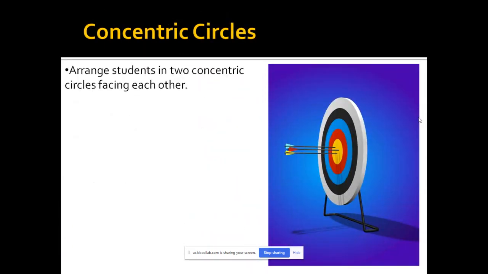Concentric circles are a way to get students engaged in learning a topic. The first thing you do is arrange students in two concentric circles facing each other.